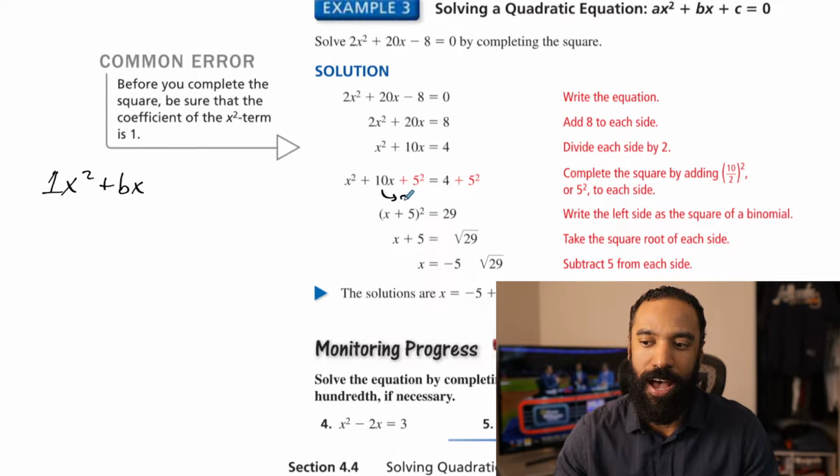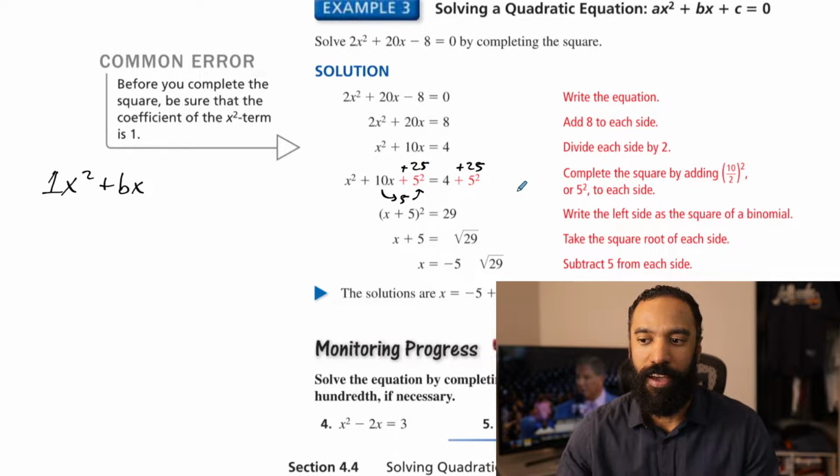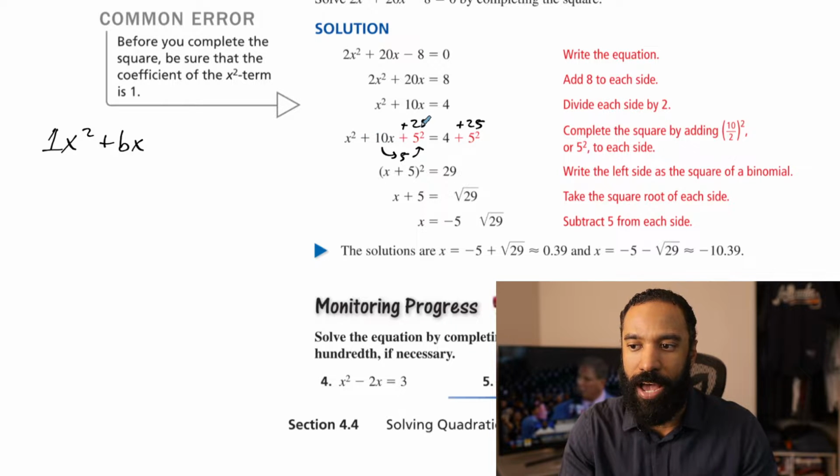10 divided by 2 is 5. I'm just writing what that number is. And then we square it to get 25. I know they're writing 5 squared. So you add 25 to both sides. This factors down as a perfect square trinomial to x plus 5 quantity squared.